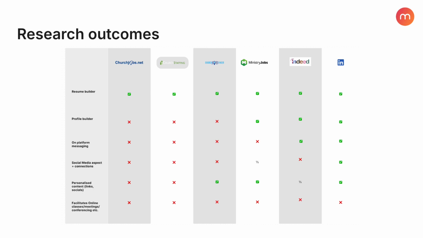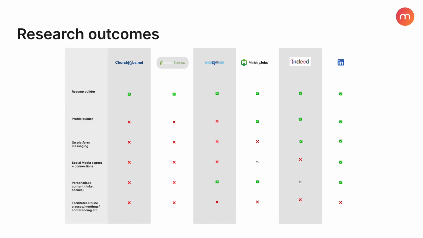Most competitors offer a basic resume builder, but few allow for social networking or personalized profiles. Some have messaging features, but they're inconsistent or limited. Others lack interactive options like online meetings or classes. LinkedIn covers many of these areas, but because it serves such a broad audience, it doesn't focus on the niche needs that smaller platforms could specialize in.